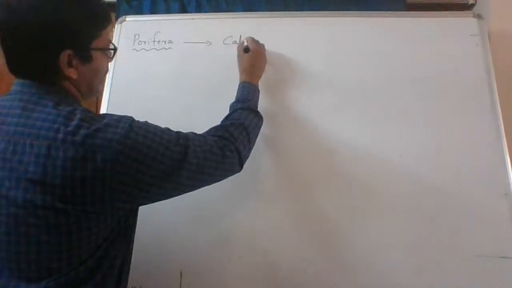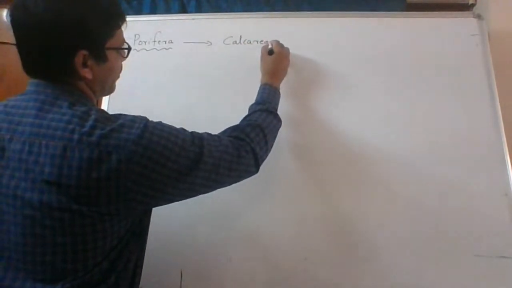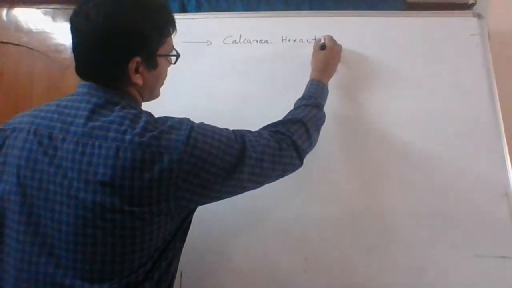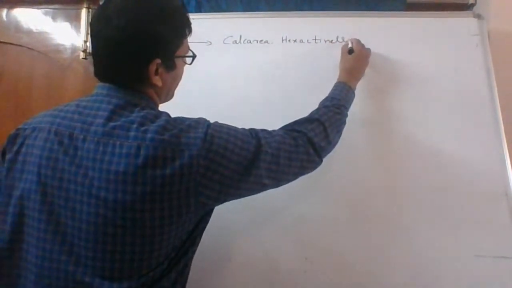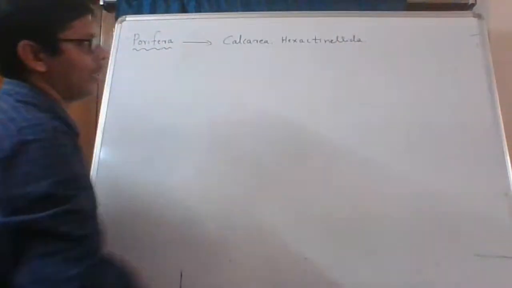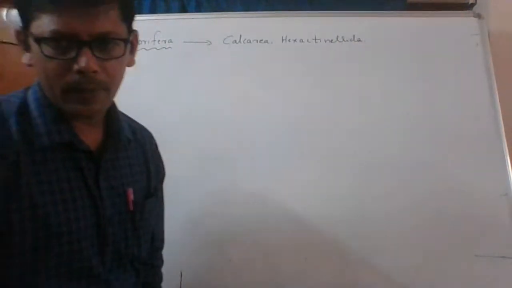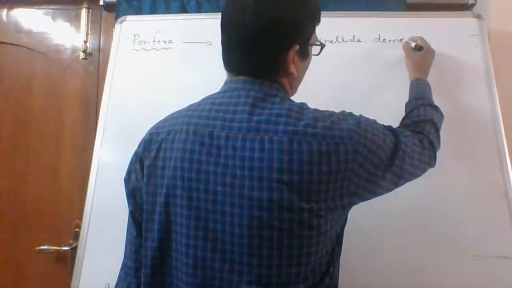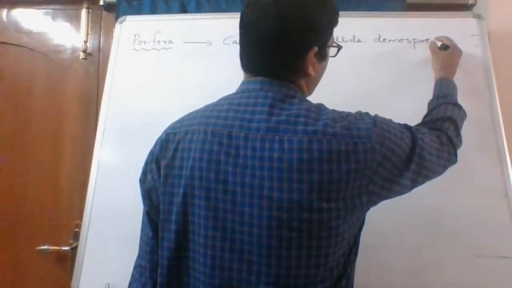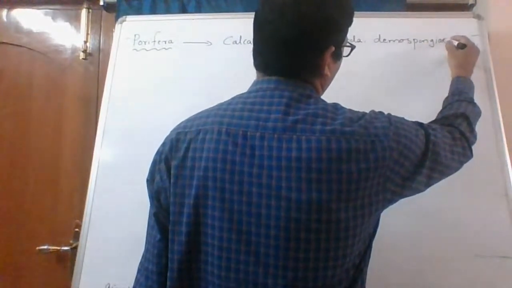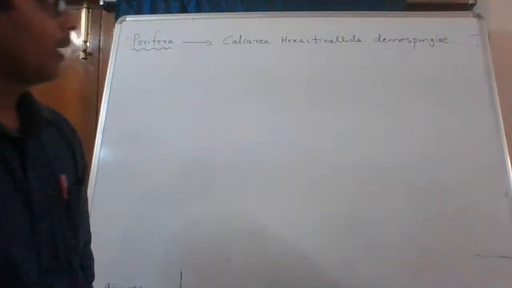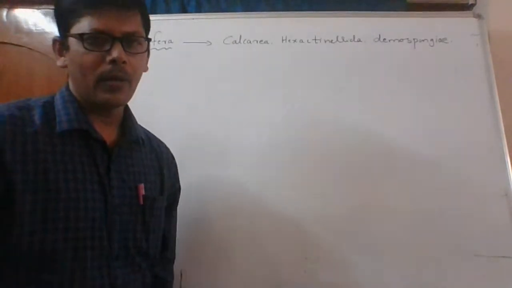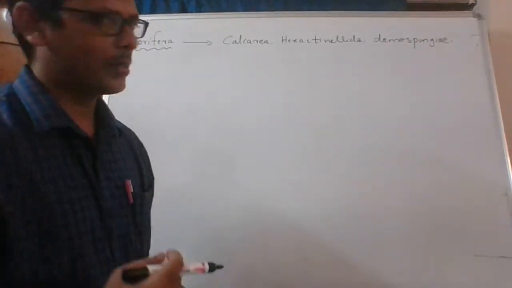One is Calcarea, Hexactinellida, and Demospongiae. Calcarea, Hexactinellida, Demospongiae. Okay, now let us make a song from these three.